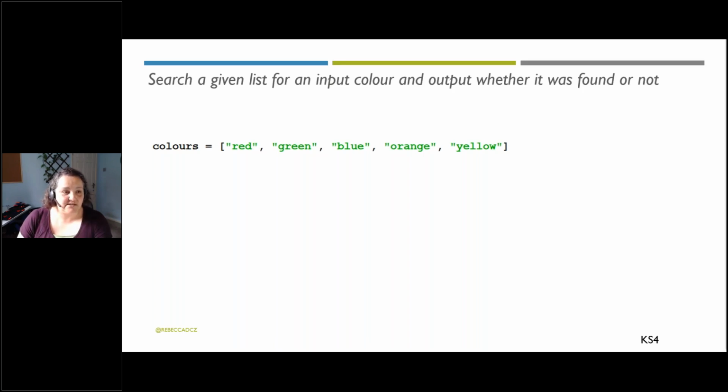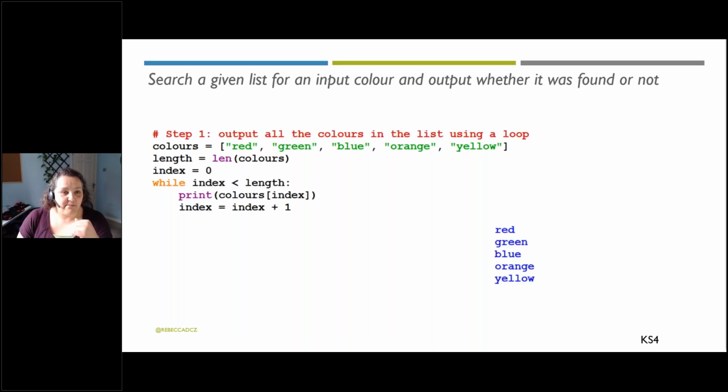So let's start up. We've got a list of colors. Fantastic. So the first step, I would say, is to output everything in that list. So create a loop that outputs everything in that list and then run that and make sure that works. Because if you can't do that, you can't do the next thing. So that's the first step.